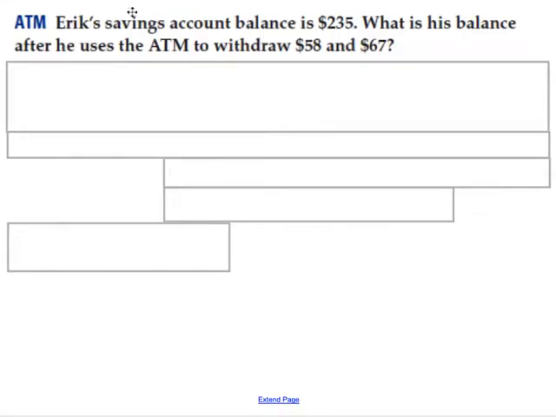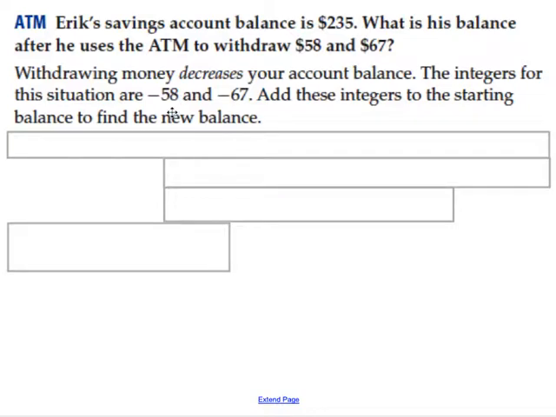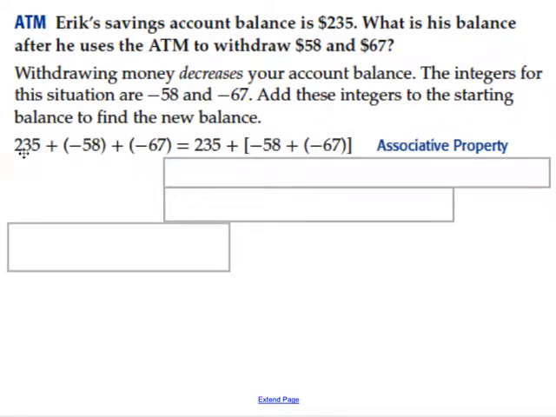Here's a word problem. Let's suppose Eric's savings account balance is $235. The question says, what is his balance after he uses his ATM to withdraw $58 and $67? Well, we need to know what a withdrawal means. When we withdraw money from an account, that takes money away, so it decreases the balance. So these two numbers need to be negative or subtracting. And remember, subtraction is just adding the opposite. So to set up a math problem, we could say $235, which is his beginning balance, add a negative 58 plus a negative 67. Now we can group those negative numbers together.